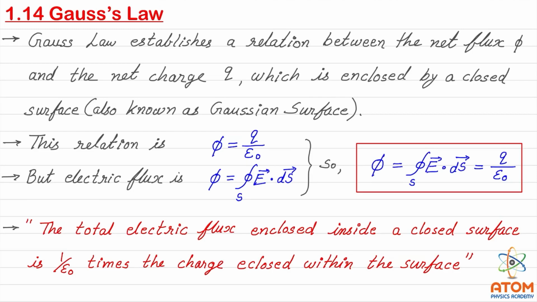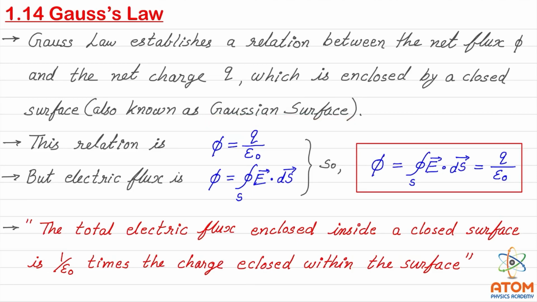Let us see. Gauss law establishes a relation between the net flux phi and the net charge q, which is enclosed by a closed surface. This closed surface is known as Gaussian surface. This law is particularly for a closed surface which is enclosing some charge. Let us say if this is charge q and here is a closed surface, then only this Gauss law is applicable, and this closed surface is known as Gaussian surface.